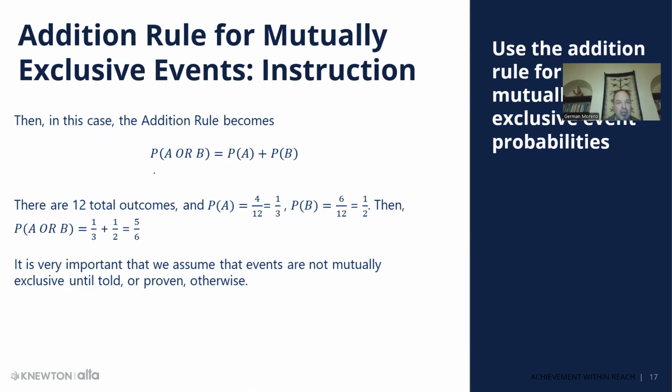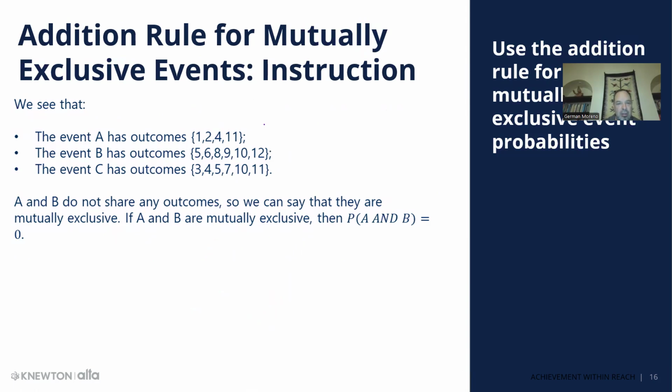So here they're going to ask us the probability of A or B, and the thing to notice is that there don't appear to be any common elements in A or B, right? There's not a 1 down here. There isn't a 2 down here. There isn't a 4 or an 11, and vice versa. There isn't a 5, there isn't a 6, there isn't an 8, there isn't a 9, a 10, or a 12 that appears in B that also appears in A.